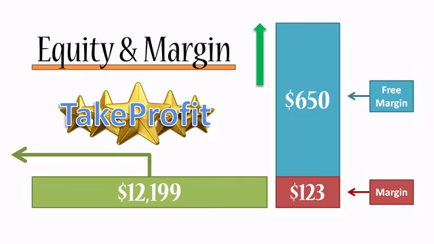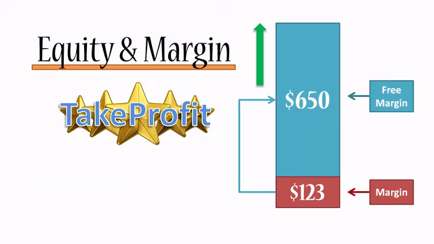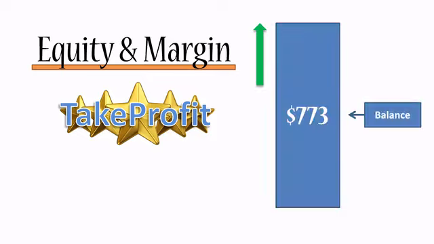So what happens next is your position closes. The broker pulls back their amount, so they take back their $12,199, and your margin is released and it is added back to your account. So it was always on your account, but now it's released and it's no longer a frozen margin. So now your balance is $773.